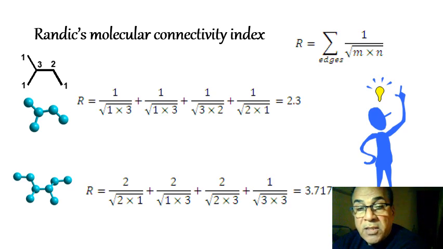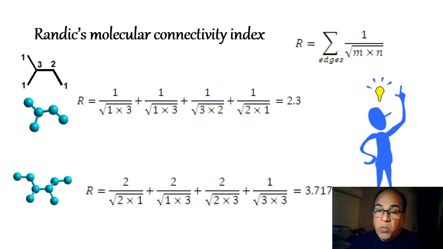The second one, the same: 1 multiplied by 3 under the square root. This bond is connected between 2 atoms, one with 3 bonds and the second with 2 bonds. The last one: this atom is connected to 2 bonds, and this atom to 1 bond. This gives us Randic index value 2.3. In the case of the other structure, it gives us 3.7. By the Randic connectivity index, we can change information into numbers. It is helpful for the program to deal with these numbers.